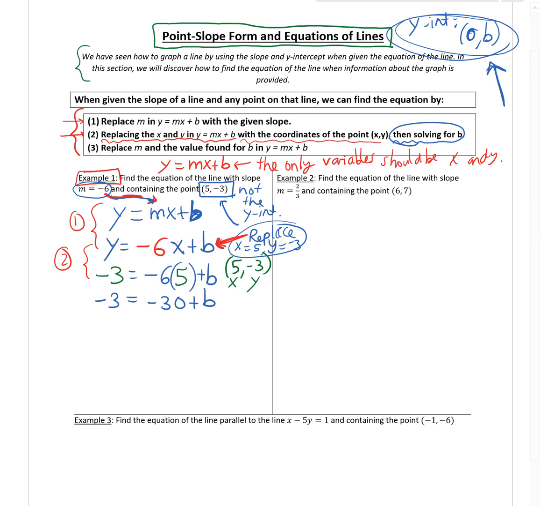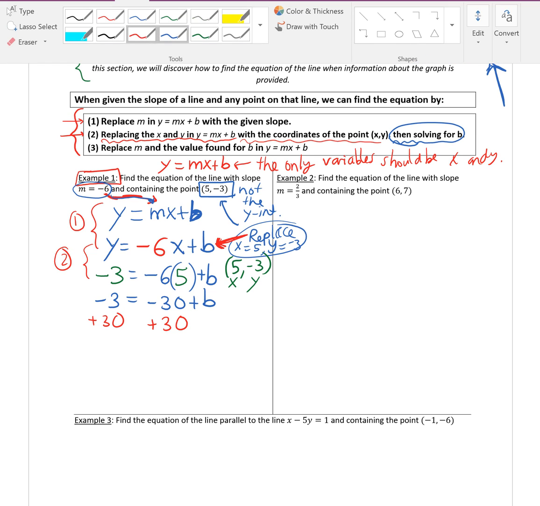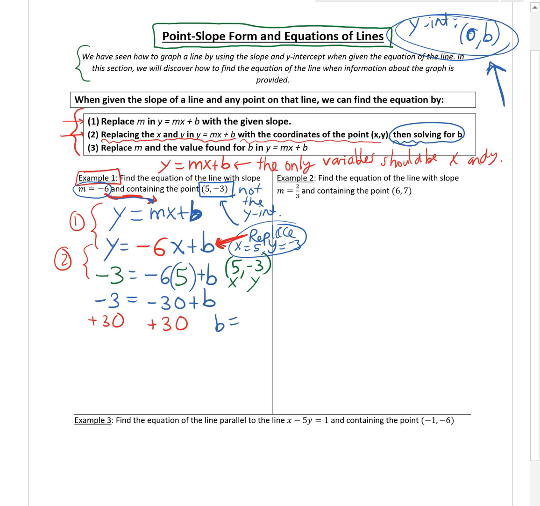But now I should be able to solve for b. I just have to isolate it. And all that's left to do now is to move the 30 over. Okay, there's b. Now we know it. B is going to be what? -3 and 30 is 27. Aha! Now we found b.